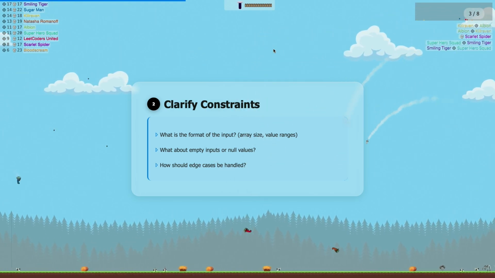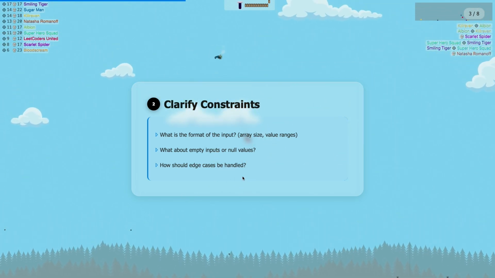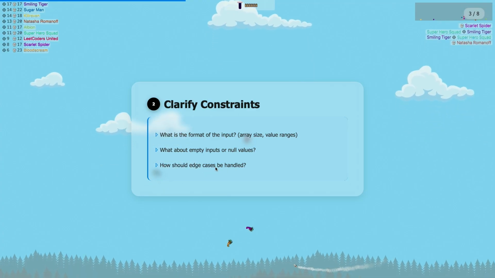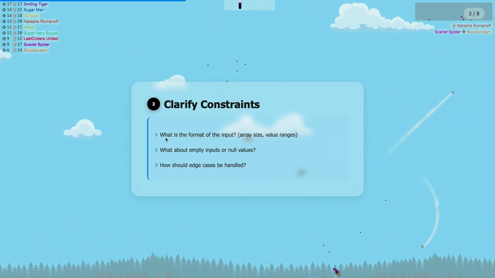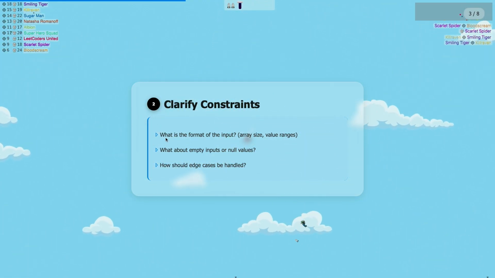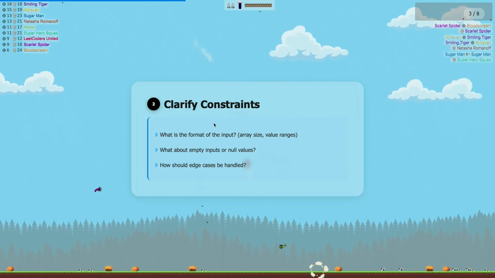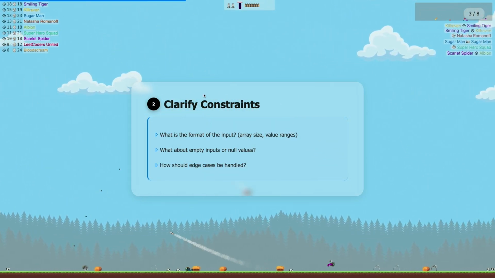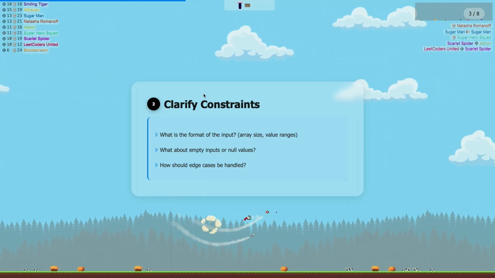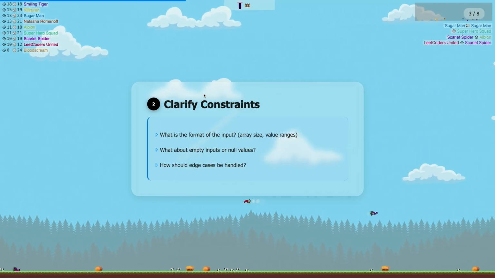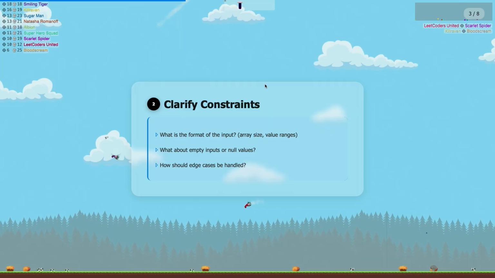So really use this clarifying constraints phase to ask anything about the input, even if you don't think that you're going to need it, but you should cover all the typical questions. Empty values, null values, how to handle that, etc. It'll just look, well, I guess more organized if you don't have to then ask follow-up questions halfway through your implementation.